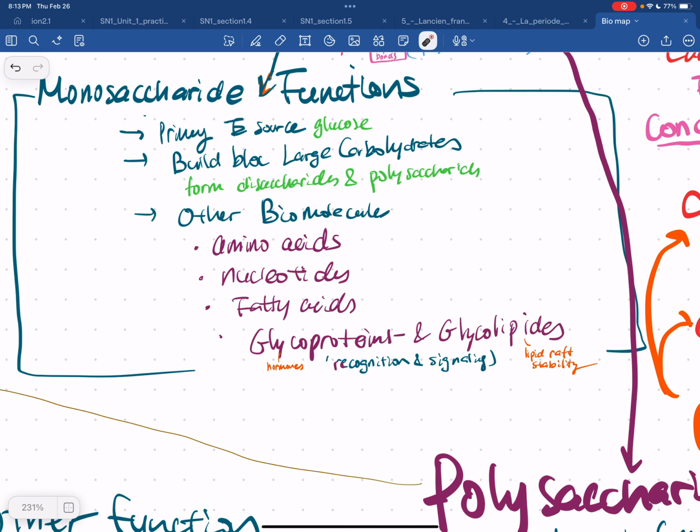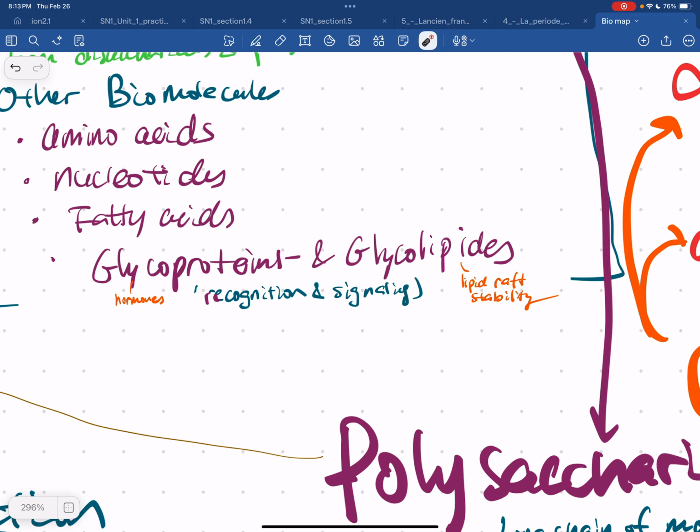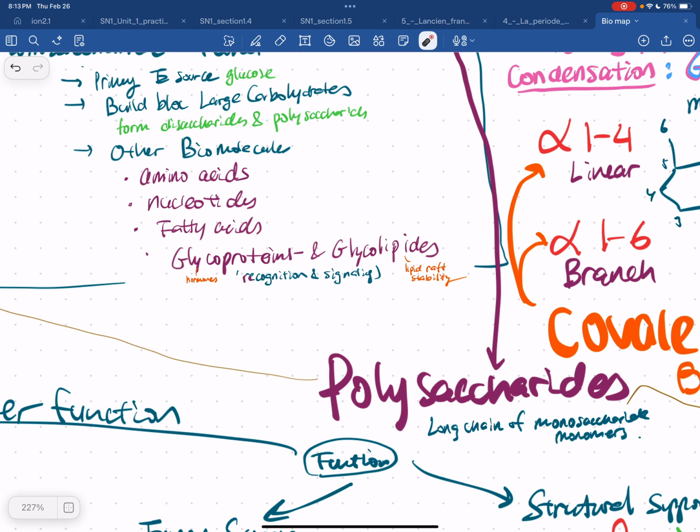So monosaccharides are the subunit of lots of things. For example, they're able to make amino acids. Monosaccharides are what make amino acids, which make proteins. And nucleotides, which are the DNA and RNA and stuff. Fatty acids are for membranes and heat protection and stuff. Glycoproteins and glycolipids are for signaling, cell recognition, and hormones.